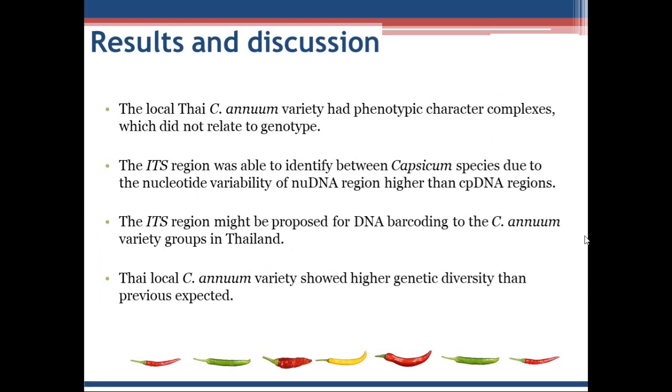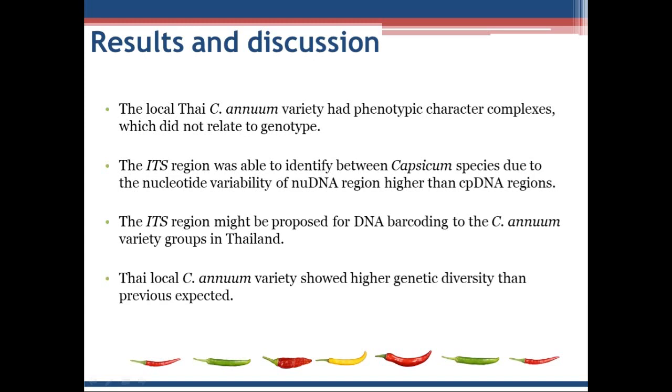The local Thai Capsicum annuum varieties had a complex phenotypic character which did not relate to genotype. The ITS region was able to identify between Capsicum species due to the nucleotide variability of nuclear DNA regions being higher than the chloroplast DNA regions. The ITS region might be proposed for DNA barcoding of the Capsicum annuum variety group in Thailand.